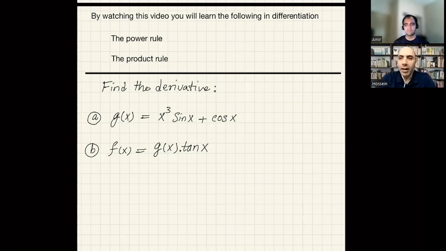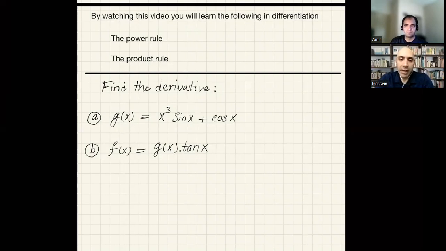All right. Hi, everyone. Today, we're going to go over a derivative problem. Amir is going to show us how to solve it. Before we start solving the problem, I'm going to read the objective of this video. By watching this video, you will learn the following in differentiation: the power rule and the product rule.